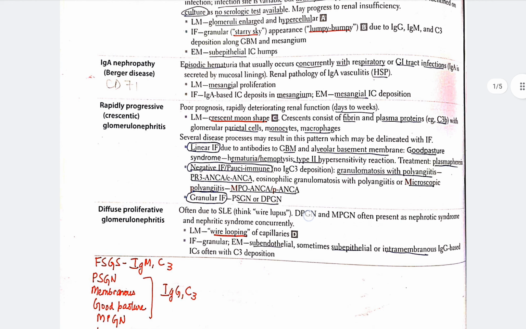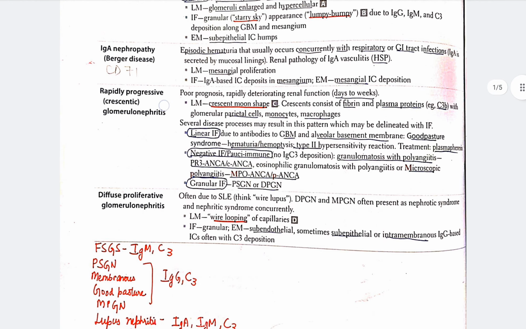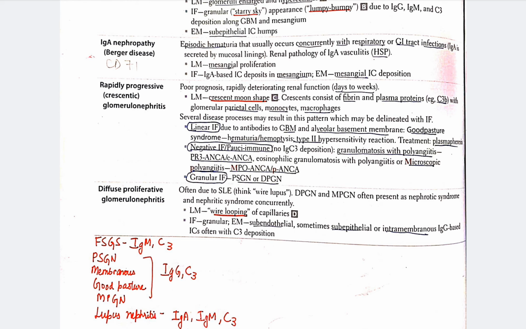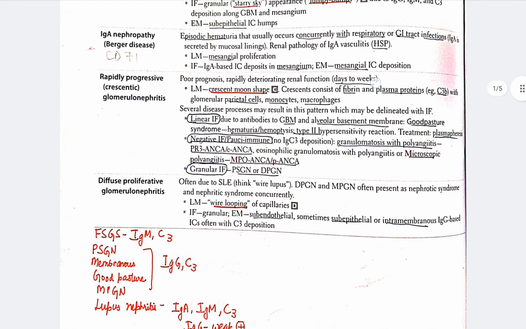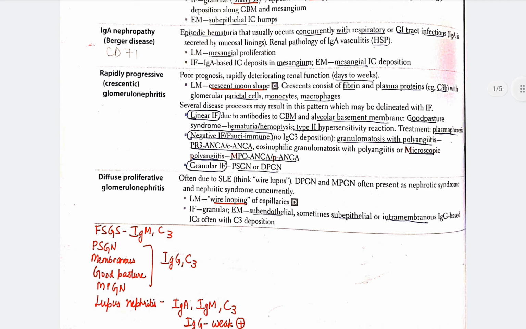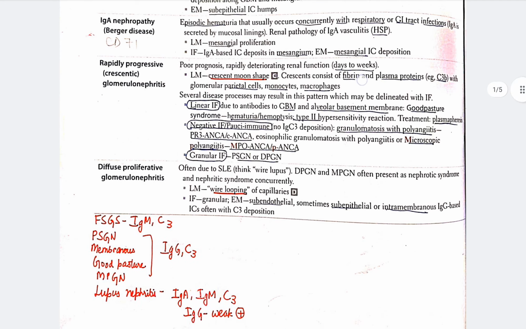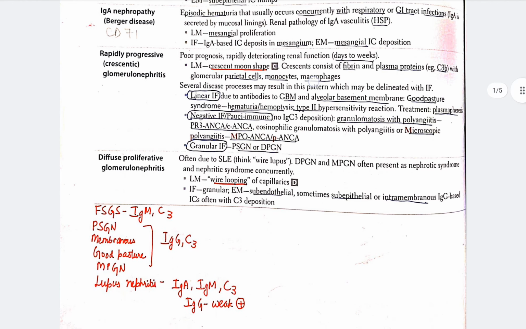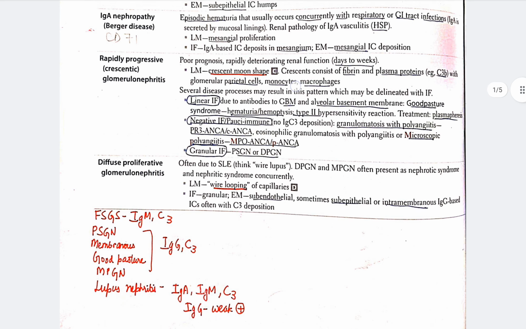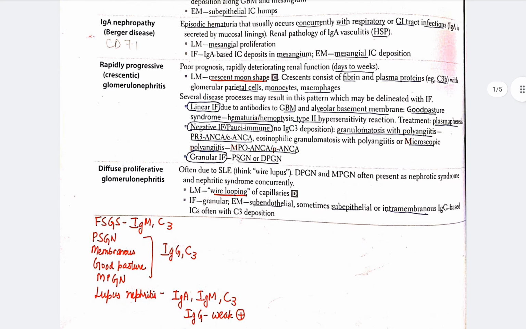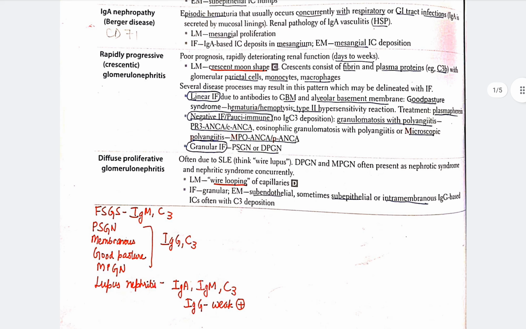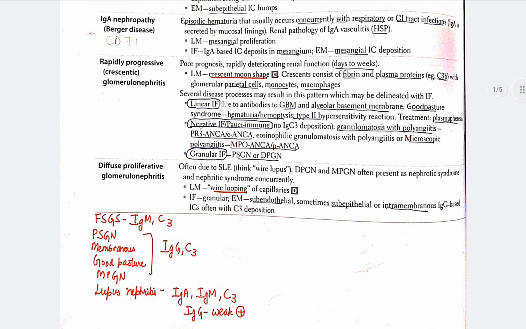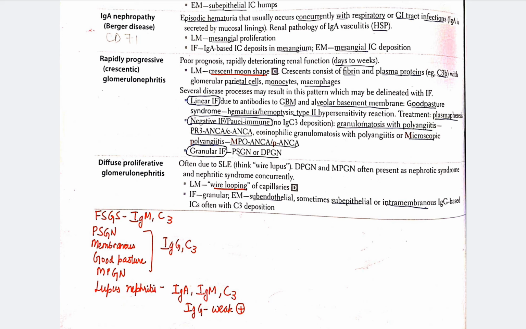Then we have rapidly progressive glomerulonephritis, also known as crescentic glomerulonephritis, and it is known for rapid deterioration within days to weeks. On light microscopy, crescent moon shapes will be present, and what does the crescent consist of? Fibrin, plasma proteins, C3b, parietal cells, monocyte macrophages, the eating cells. And they are of three types: linear, negative or pauci-immune, and granular.